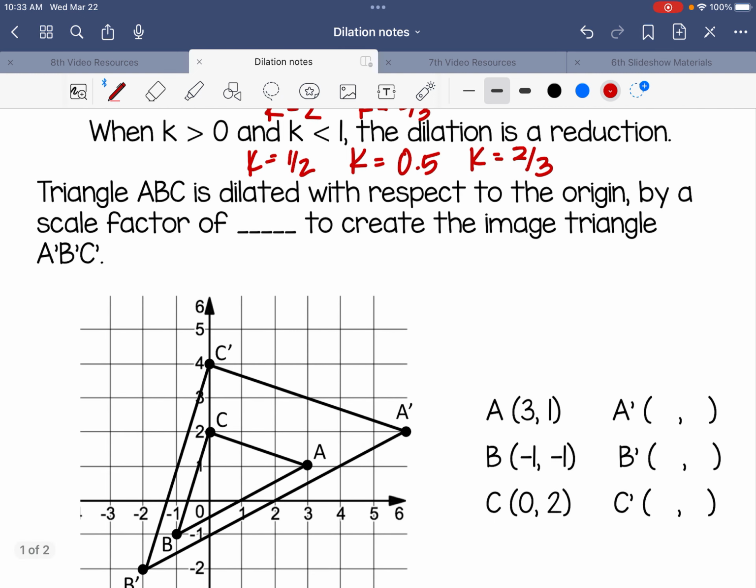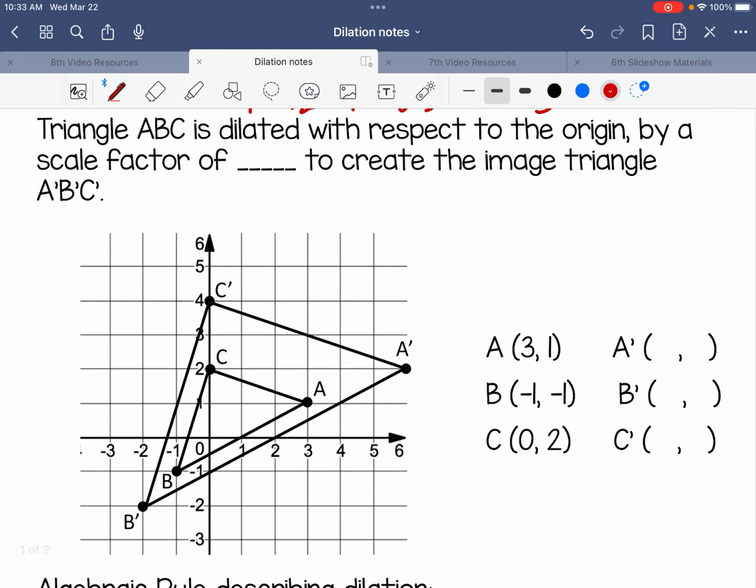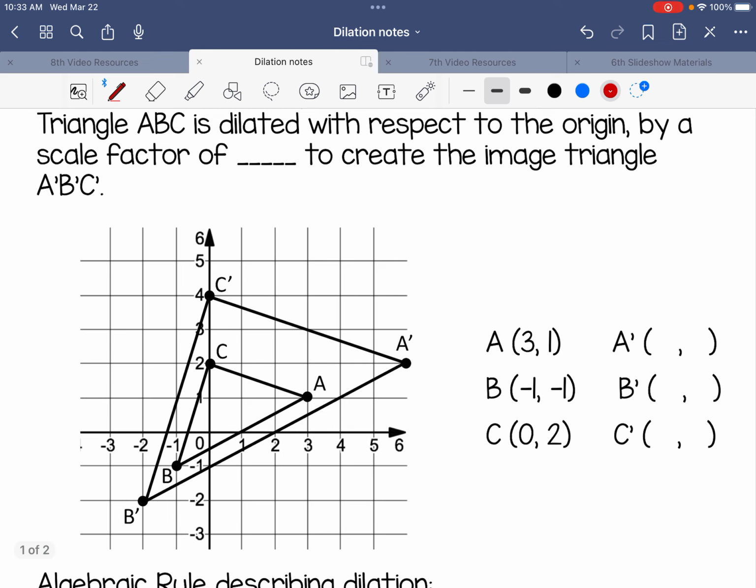So triangle ABC is dilated, so we're looking at an example on a coordinate plane, with respect to the origin by a scale factor blank, so we don't know the scale factor right now, to create the image of triangle A prime, B prime, C prime. So I see, I'm going to highlight it, that my original triangle is right here, and I know that because it does not have the prime notation symbols on it. And so we're going from yellow to the outer blue, which means that my triangle enlarged, so my scale factor has to be greater than 1.